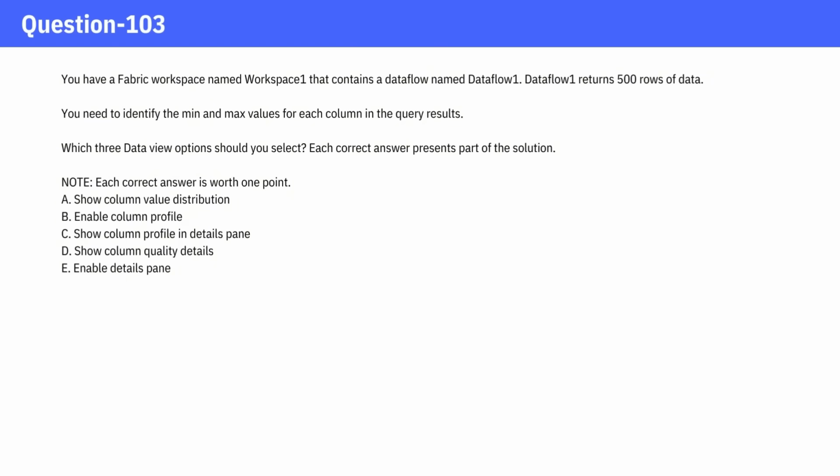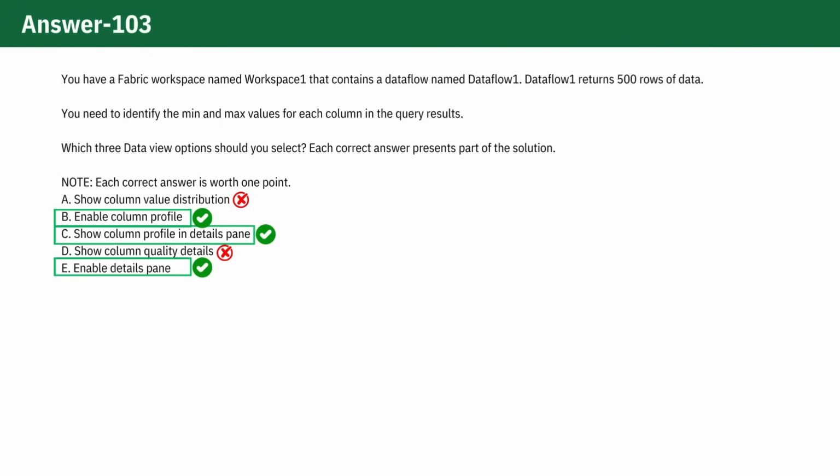A. Show column value distribution. B. Enable column profile. C. Show column profile in details pane. D. Show column quality details. E. Enable details pane. I suggest pausing the video to give it some thought and rethink before checking the answer. The correct answers are B, C, and E.